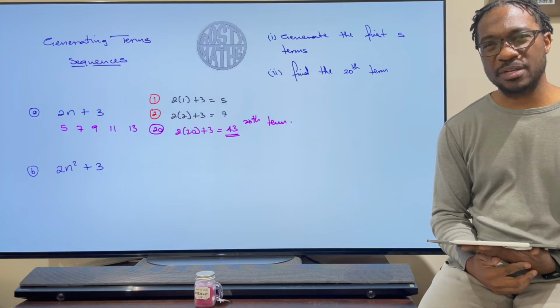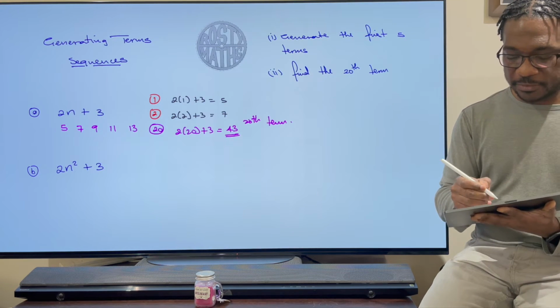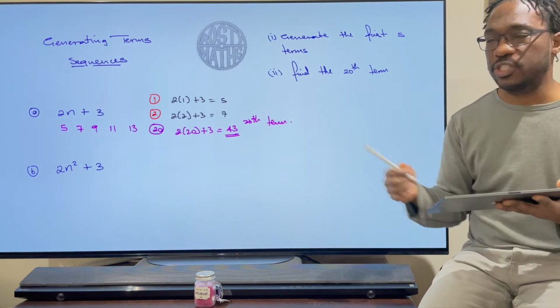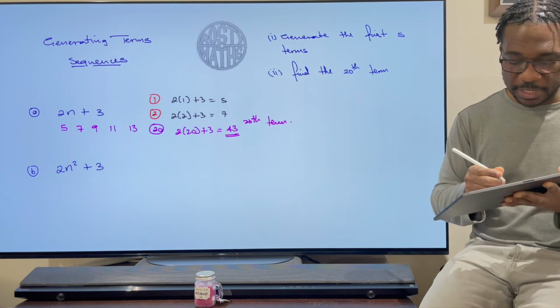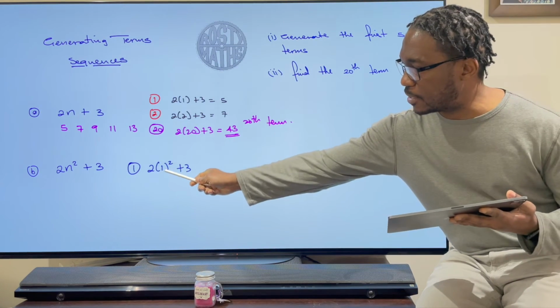Now, let's go to the one down below. Would that same trick work? Let's find out together. We need to find the first 5 terms again, and again we're going to change the n to 1, 2, 3, 4, and 5. When n is 1, it becomes 2 times 1 squared, add 3.